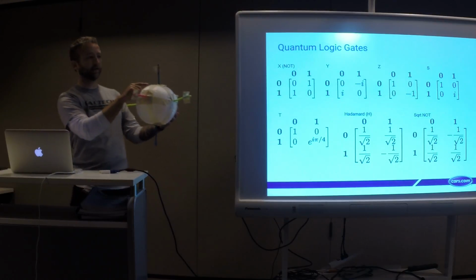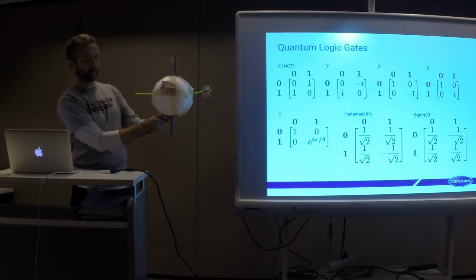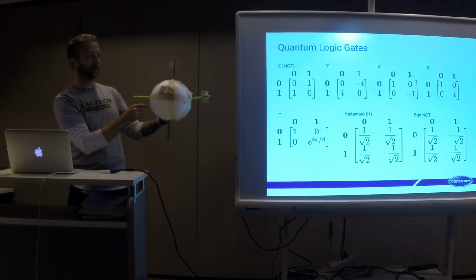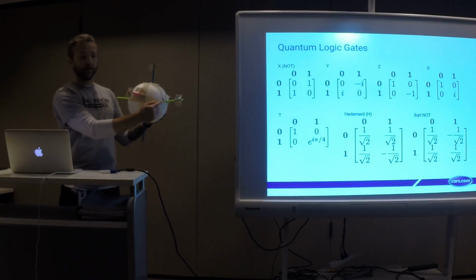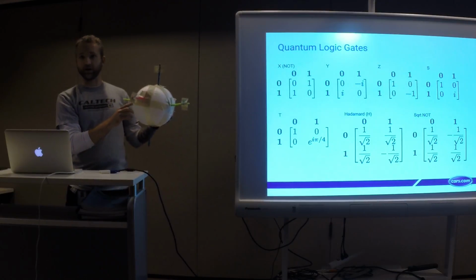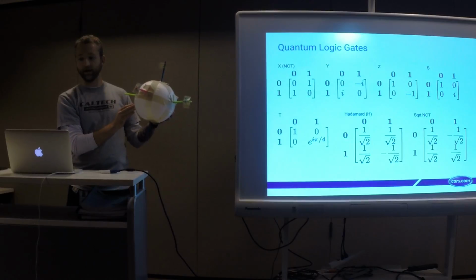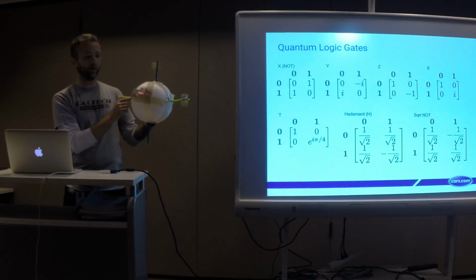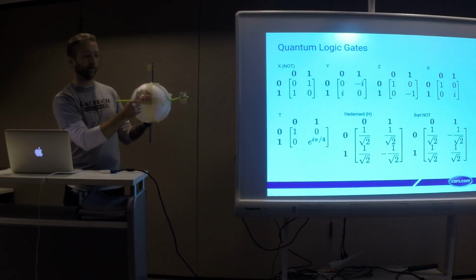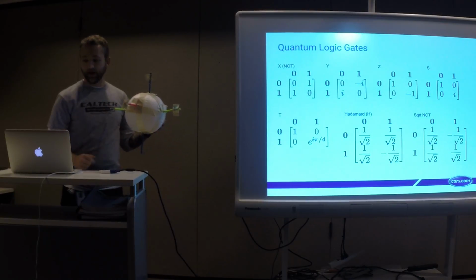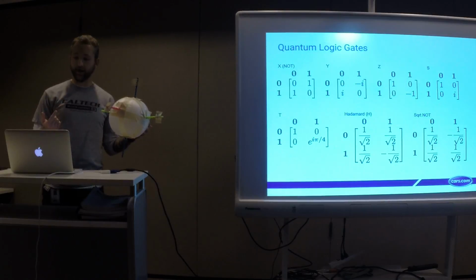Y is just a rotation around the y-axis. Z is a rotation around the z-axis. S is actually a 90-degree rotation around the z-axis. So I could go from here to here, or here to here. And then T is actually the square root of S.